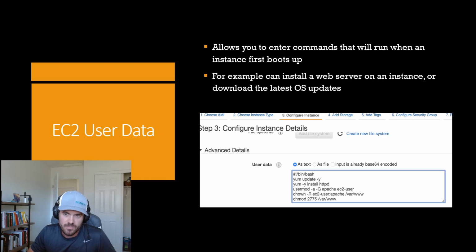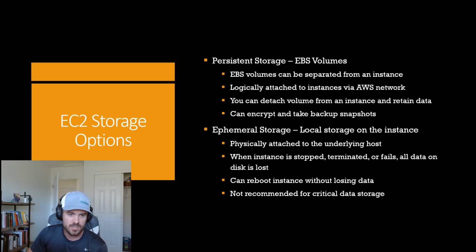Okay. So EC2 user data is what allows you to enter commands that will run when an instance first boots up. So for example, when you launch your instance, you can have it right off the bat automatically install a web server, for example. As you can see down here, we're installing Apache, okay? Or it can download the latest OS updates for whatever maybe Linux distribution you're using, for example. But we're not going to get too much into this because that is more of the developer niche. But it's important to know that user data allows you to run and install things when an instance first boots up, okay?